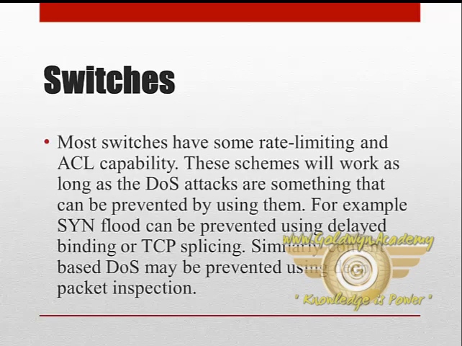Switches. Most switches have some rate limiting and ACL capacity. These schemes will work as long as the DoS attack is something that can be prevented using them. For example, a SYN flood can be prevented using delayed binding or TCP splicing. Similarly, content-based DoS attacks may be prevented using deep packet inspection. That means you can configure your network switches to prevent such attacks.